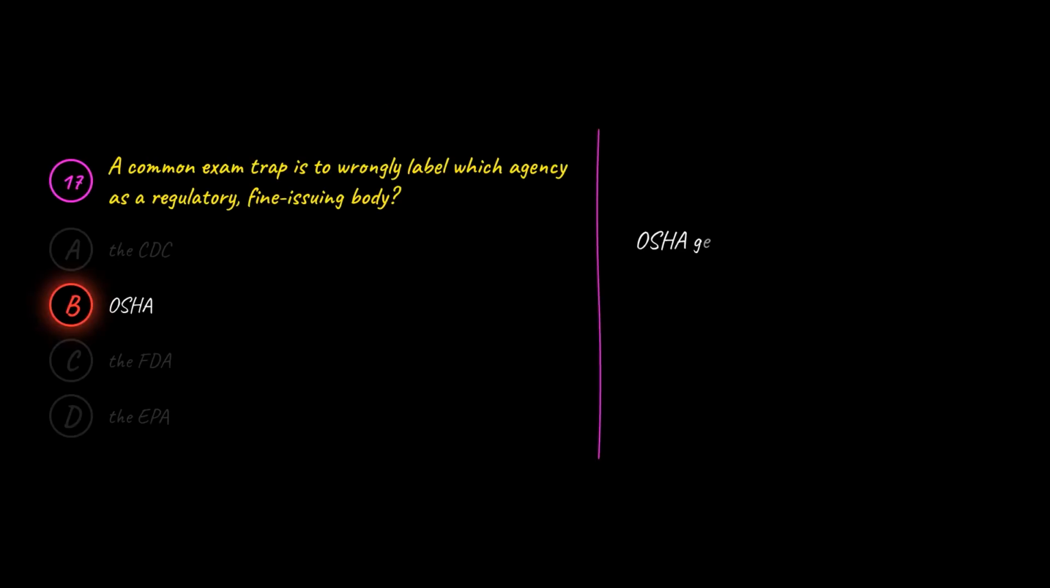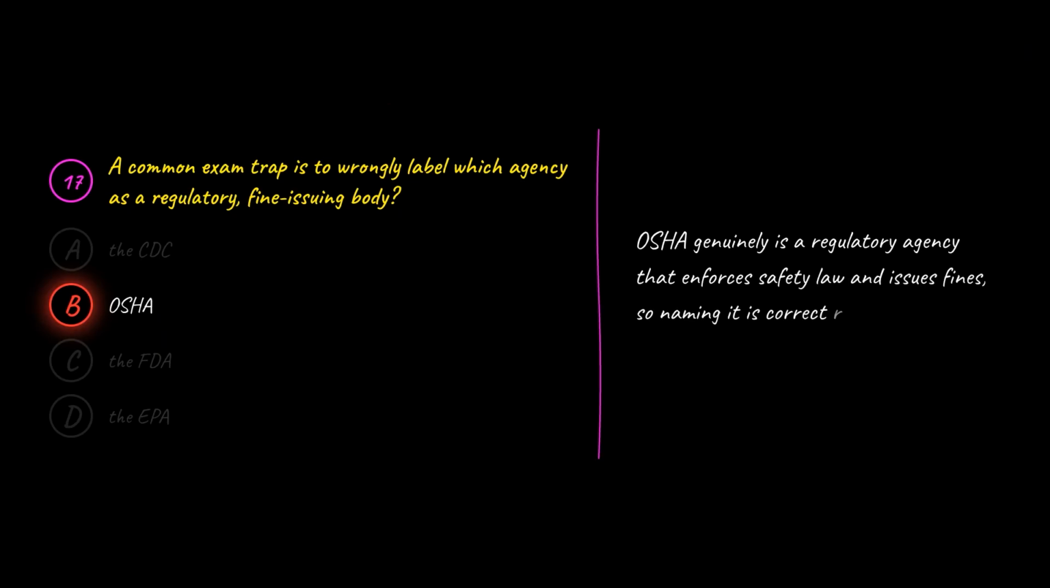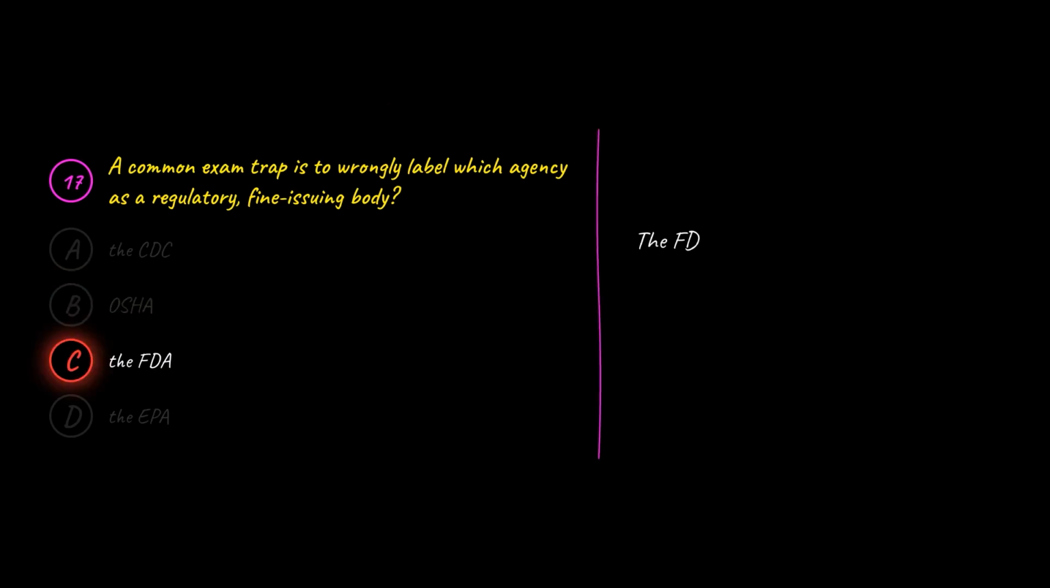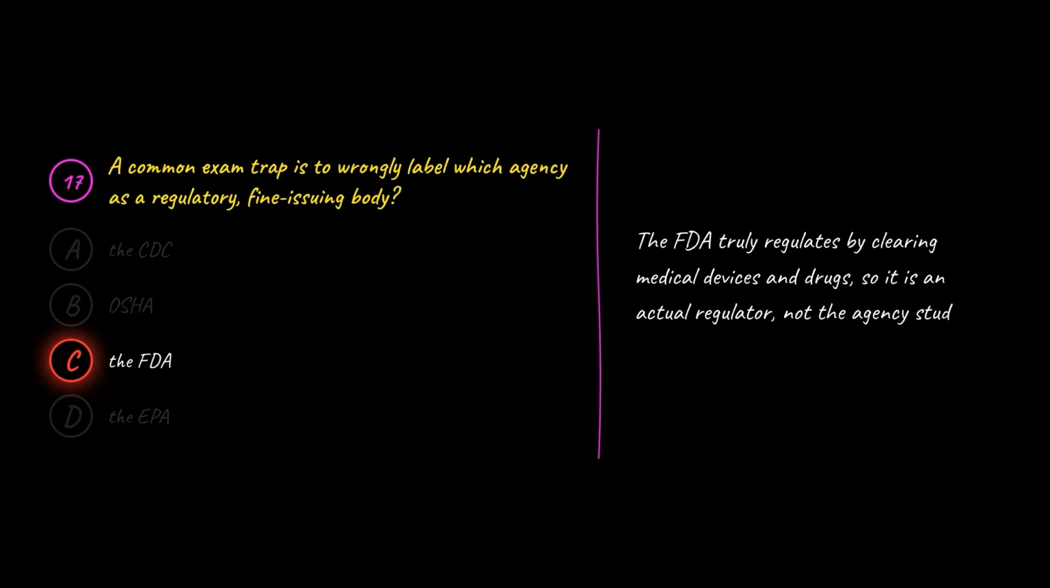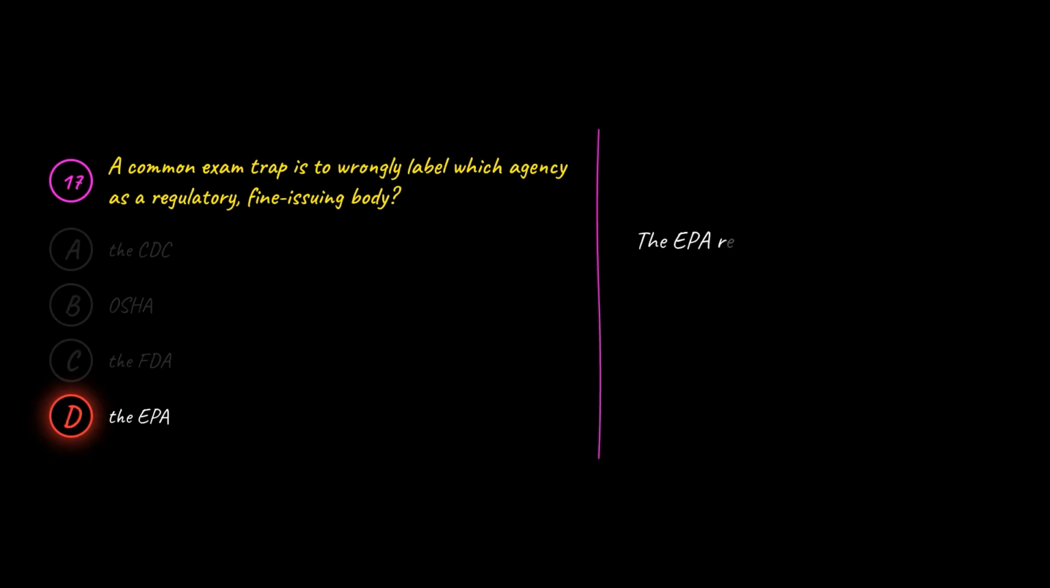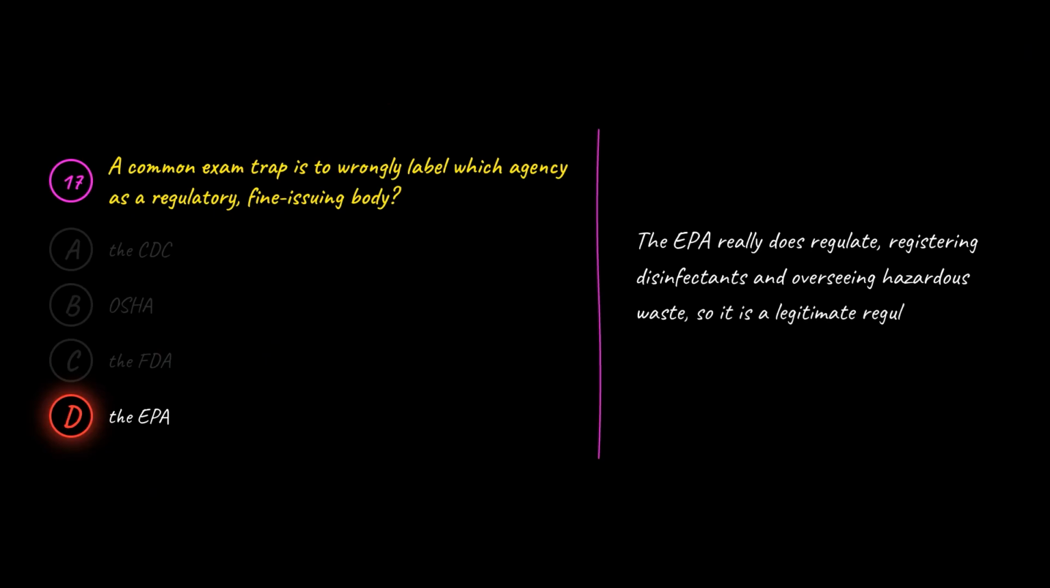B is wrong because OSHA genuinely is a regulatory agency that enforces safety law and issues fines, so naming it is correct rather than the trap the question is pointing to. C is wrong because the FDA truly regulates by clearing medical devices and drugs, so it is an actual regulator, not the agency students mistakenly elevate to enforcement power. D is wrong because the EPA really does regulate, registering disinfectants and overseeing hazardous waste, so it is a legitimate regulator and not the misremembered advisory body.